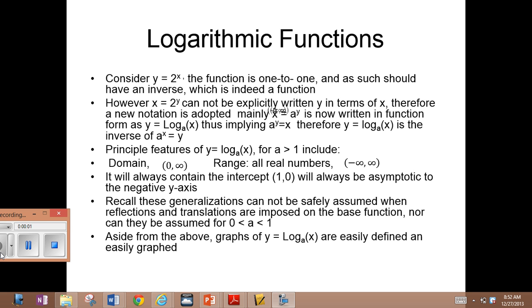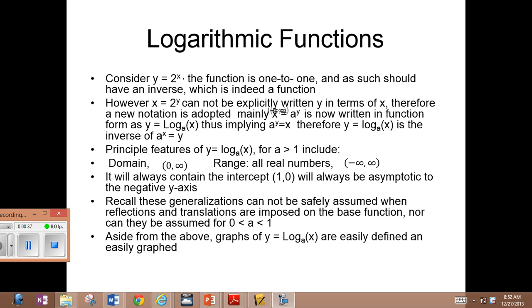Let's start getting a better idea about our logarithmic functions, particularly those with the base e or base 10. The basis of the log functions has its roots in the exponential function. If we look at y equals 2 to the x, what we know about any exponential function is that it is one to one, which of course is necessary for the function to have an inverse, which is a function.